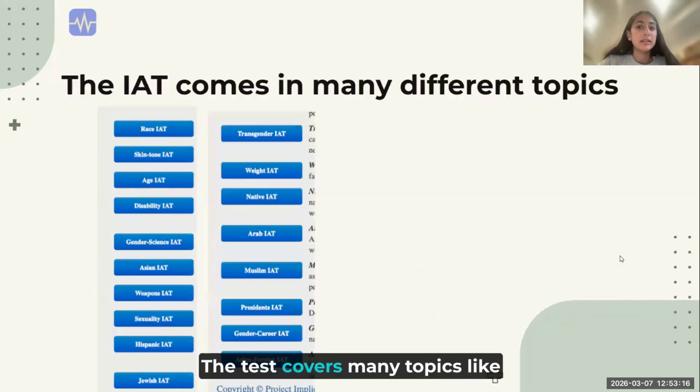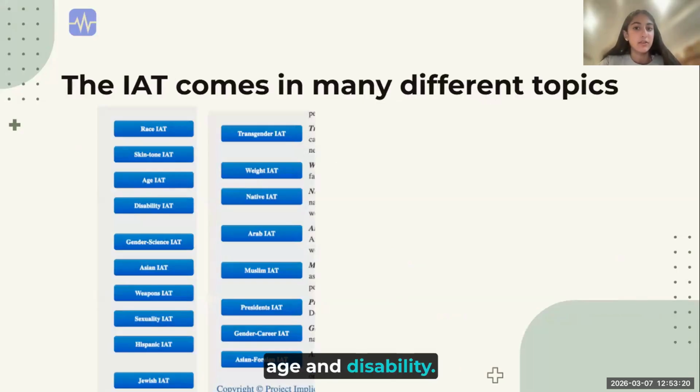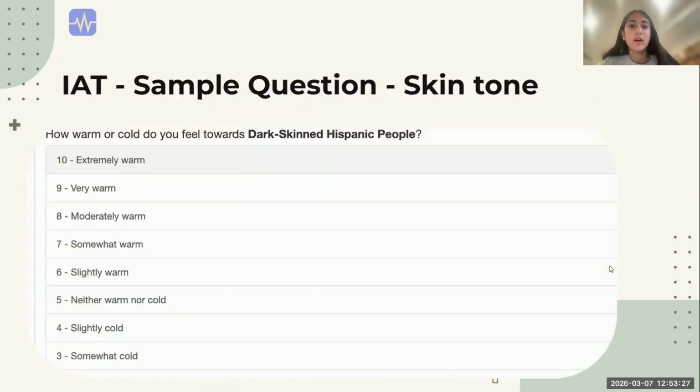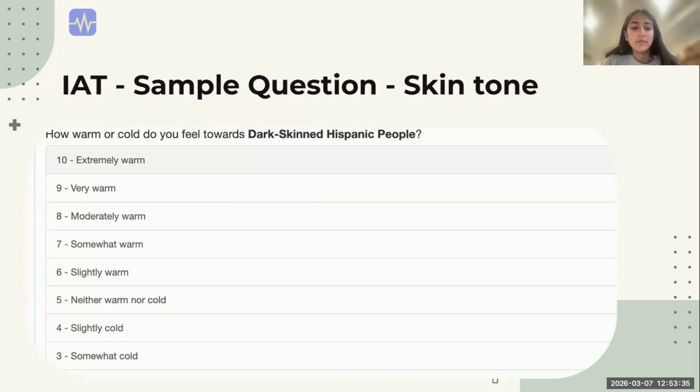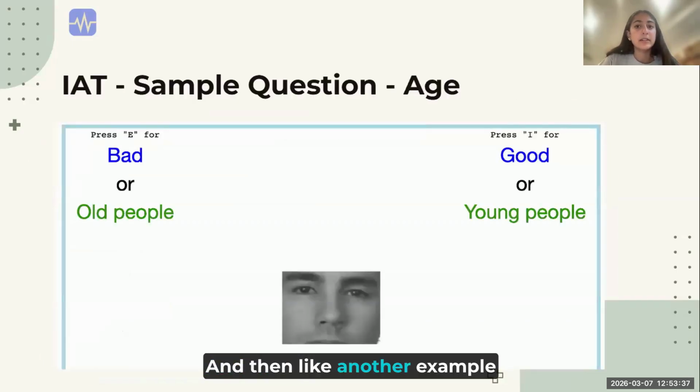The test covers many topics like race, skin tone, gender, age, and disability. So there's a variety of topics that the IAT covers. For example, one question might ask how warm or cold you feel toward dark-skinned Hispanic people. Another example is more reaction based. In this one, you might be told to press E for bad when you see older people and press the I button for good or young people.